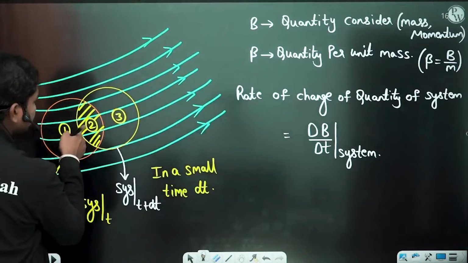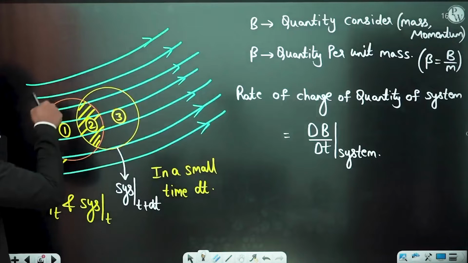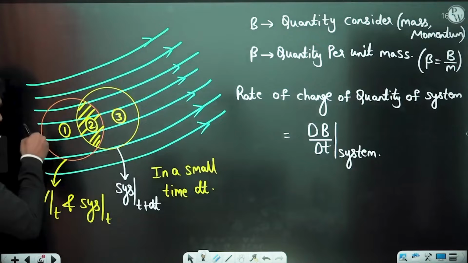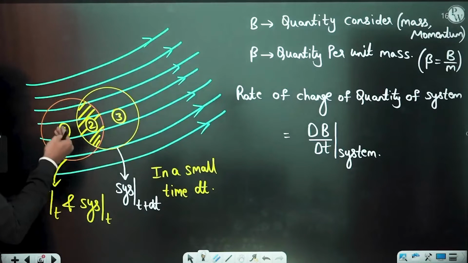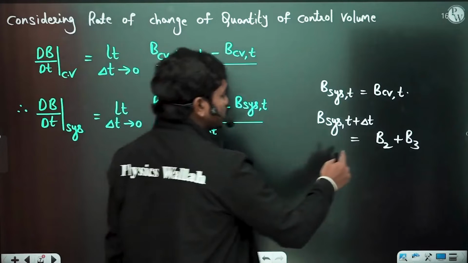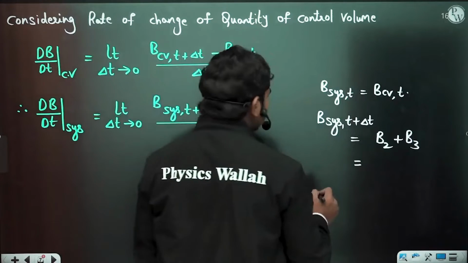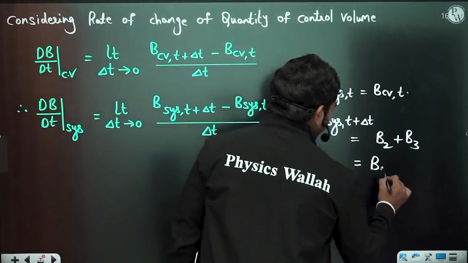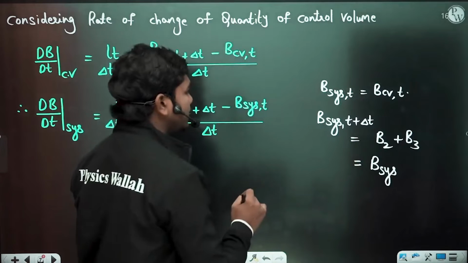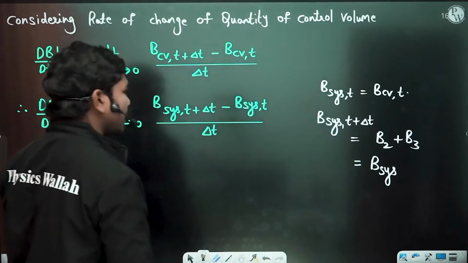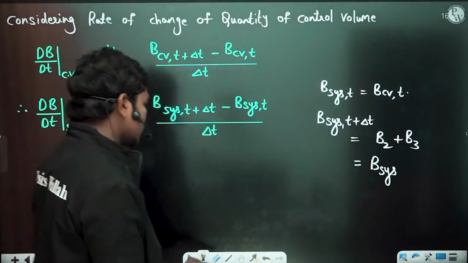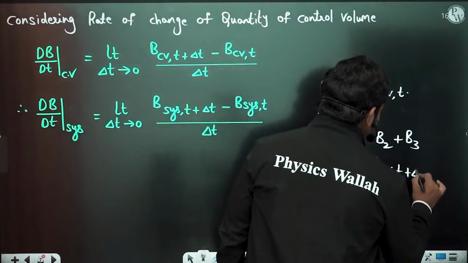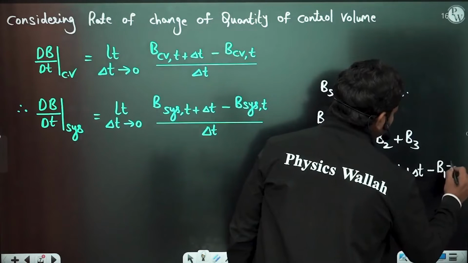Now this b2 can be written as this total control volume minus this b1. If you take the total b1 plus b2 and subtract b1, then you will get this. So you can write b2 as basically b of this system here. The system at time t can be written as b2 plus b3, so that can be written as b control volume at time t plus delta t, or dt, minus b1 plus b3.